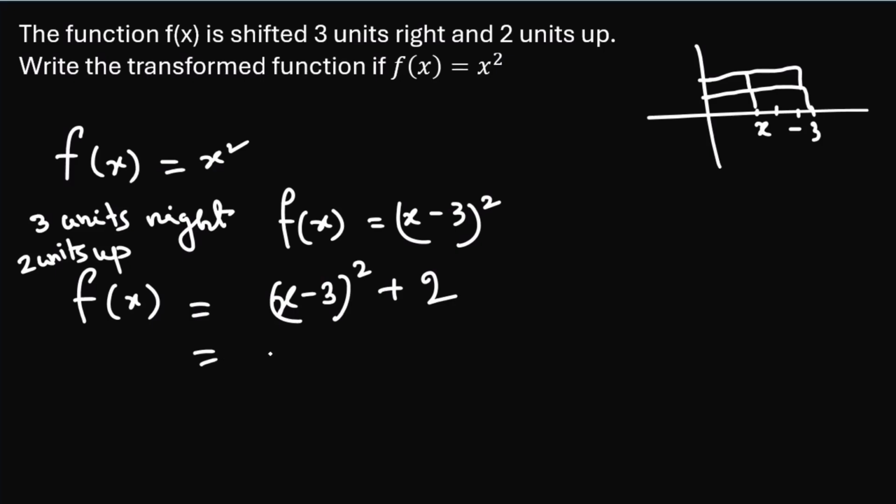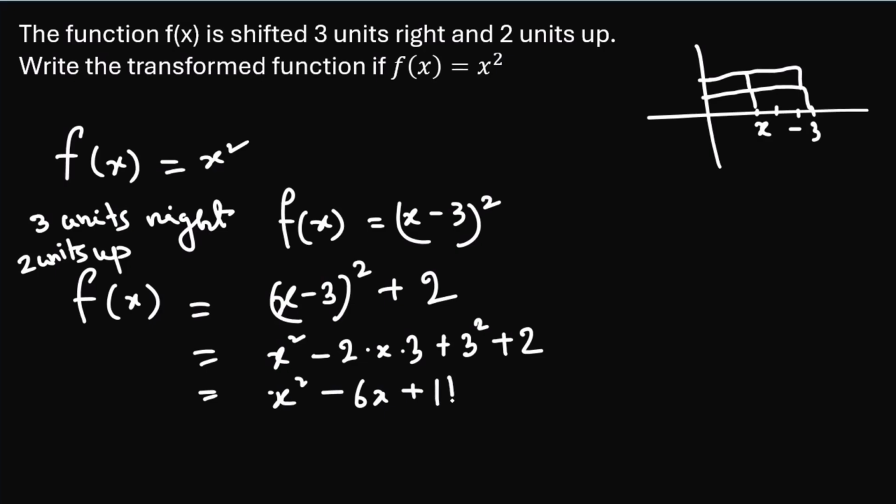So now we need to calculate x minus 3 this way. We need to apply a minus b whole square, which is a square minus 2ab plus b square. So x to the power 2 minus 2 times x times 3 plus 3 to the power 2 plus 2. So here we will get x to the power 2 minus 6x plus 3 times 3 equals 9, plus 2 equals 11. So we get x square minus 6x plus 11. This is the ultimate function, because we have to find the function. So this is the transformed function for this expression.